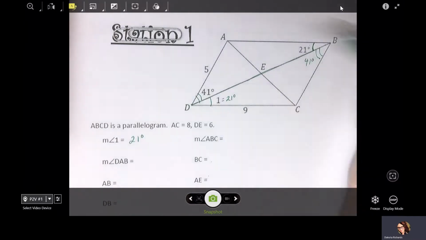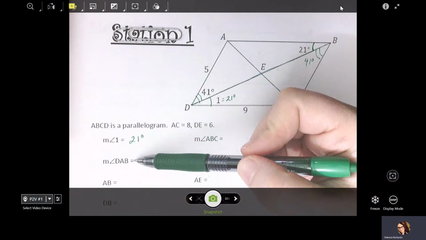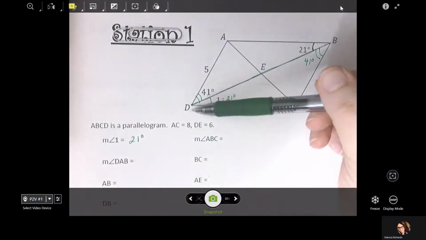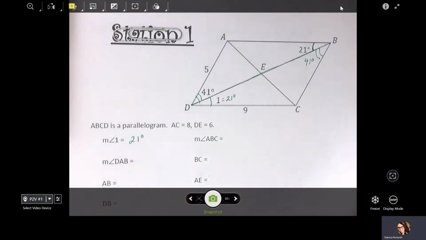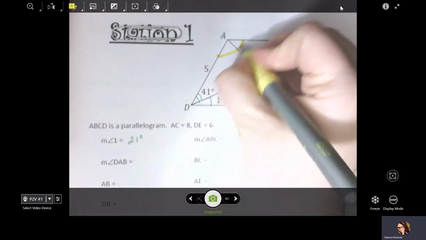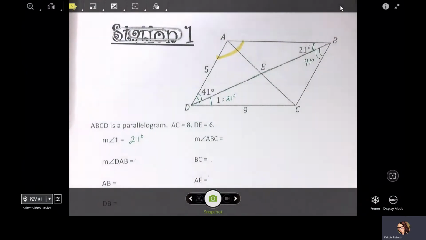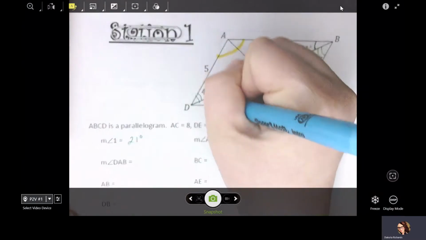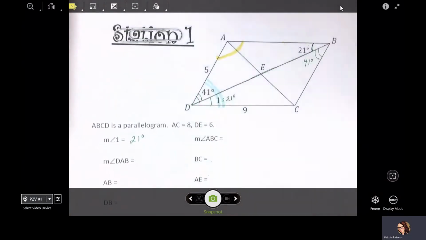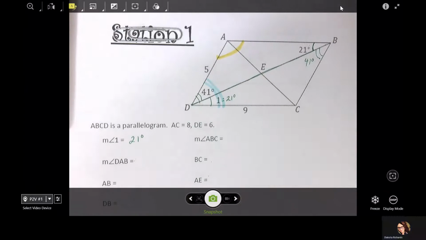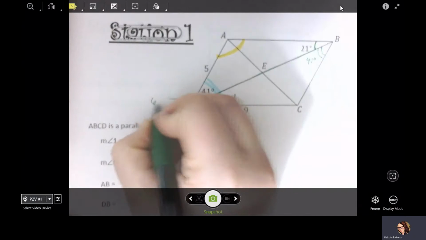Okay. Part 2, next part, the measure of angle DAB. That is asking you to look at this entire angle. One of the things we talked about with a parallelogram, consecutive angles are going to be supplementary. So if we take this entire angle, that's going to be 41 plus 21, which gives you 62. So that's 62 degrees.